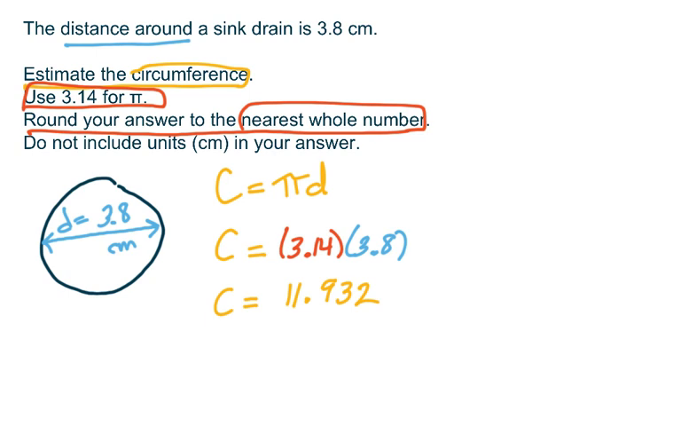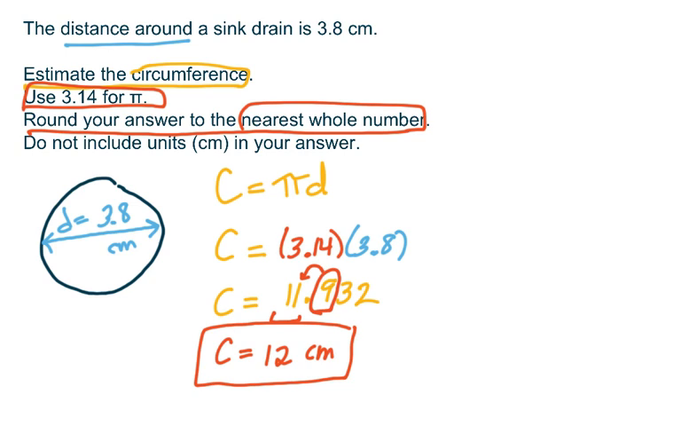So to round this to the nearest whole number, I'll look at the whole numbers that I have, look at the first value that comes, which is the 9 that's in the tenths place, and I'm going to use that to round up because the 9 would round us up. I'm going to round to the nearest whole number, which will give me a total of 12, and so 12 centimeters will be my estimate.